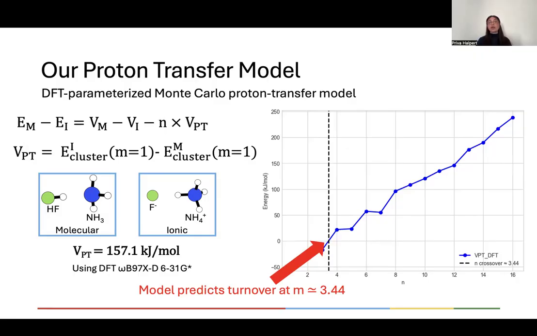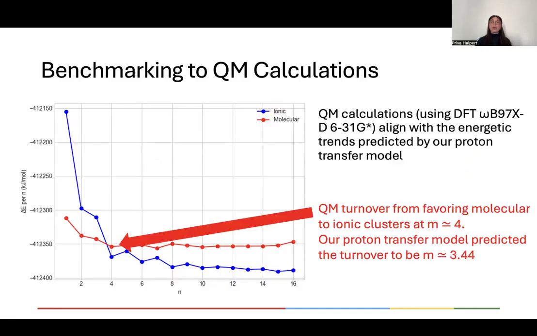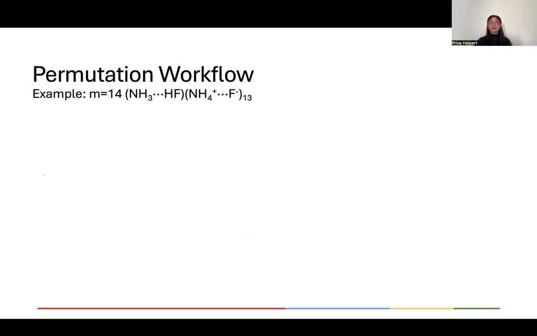So this is definitely very promising, and now we will turn to a little discussion of using our proton transfer model. But before we do that, we actually want to confirm our results and confirm that our proton transfer model is actually giving us understandable results. So we do benchmark this to quantum calculations, and our quantum calculations do also favor this turnover point at M equals 4, which agrees with that of our proton transfer model. So we find this very promising.